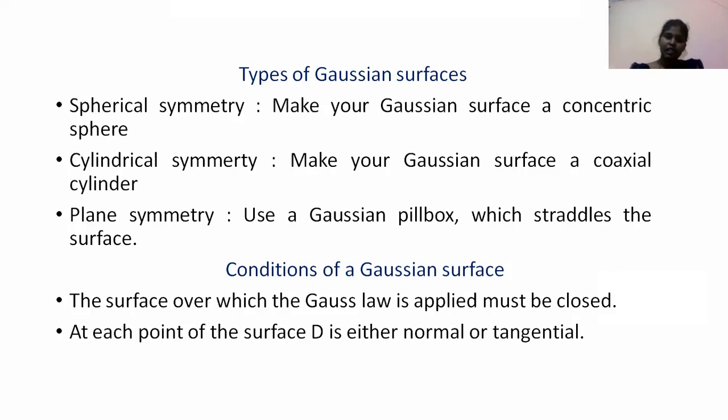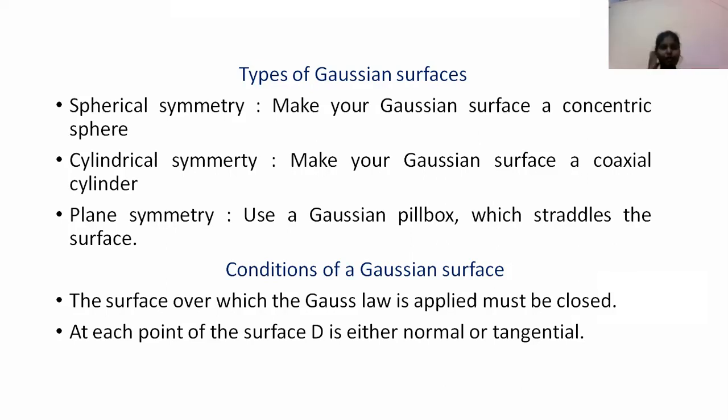And for a cylindrical symmetry charge distribution, you should consider a Gaussian surface of coaxial cylinder shape. For plane symmetry, use a Gaussian pillbox, which straddles the surface. Pillbox in the sense you have two flat faces connected by a cylindrical side, so that's called a pillbox. So that's a Gaussian pillbox you need to consider for the plane symmetry.